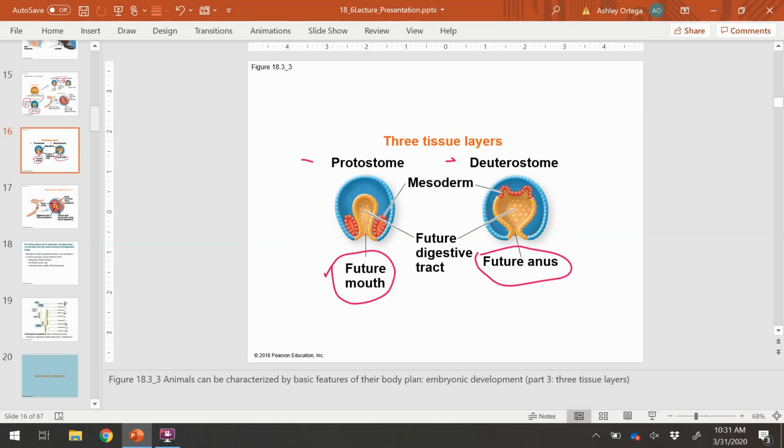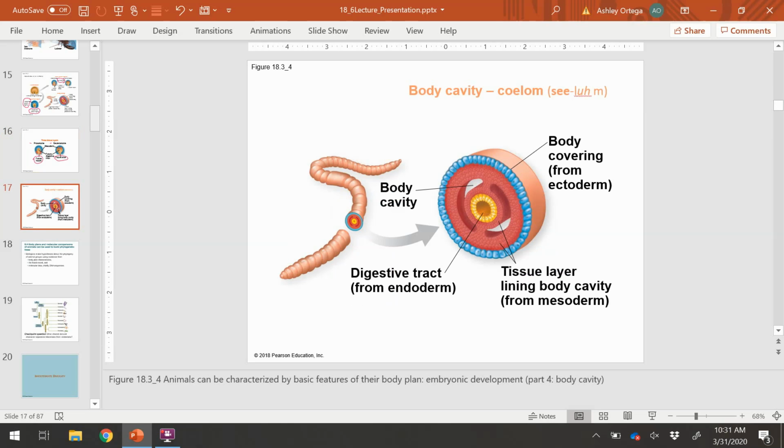And so looking at this next one here, the next feature of animals that's studied is the body cavity, the presence of one, the absence of one, the formation of it. And so body cavity is also known as the coelom. It's spelled weird, but it's pronounced coelom. And so this is a body cavity. A body cavity is simply an opening or empty region within the tissue of the animal.